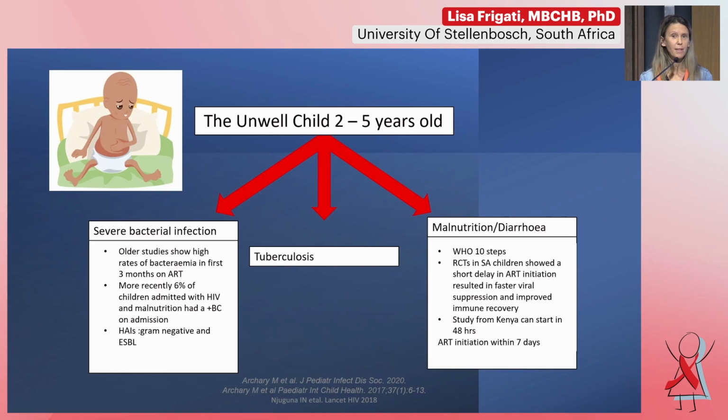Older studies show that there's a high rate of bacteremia in children that are starting ARVs, especially in the first 3 months. And more recently, I think this is Mo's study, 6% of children admitted with severe malnutrition and HIV had a positive blood culture on admission, and then there's a high risk of having a hospital-acquired infection during that admission, and these are mostly gram-negatives and ESBLs.